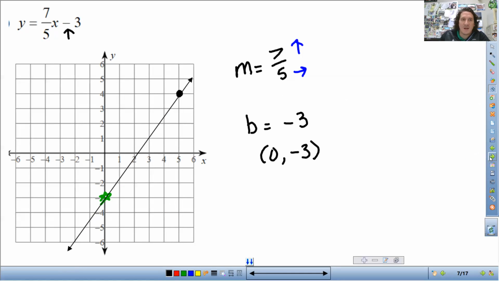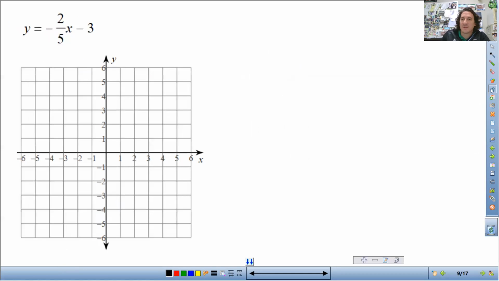All right, let's look at another example. What happens when the slope is negative? So here, again, I'm going to identify the slope. The slope is negative 2 over 5. So here's the thing with the negative slope: the top can be negative, the bottom can be negative, but not both. So what I like to do, just because it makes it easier to keep track of that negative, is put the negative in the top of the fraction. It still makes the fraction negative overall, but that's going to make a difference in what we do when we move, when we're counting the slope.